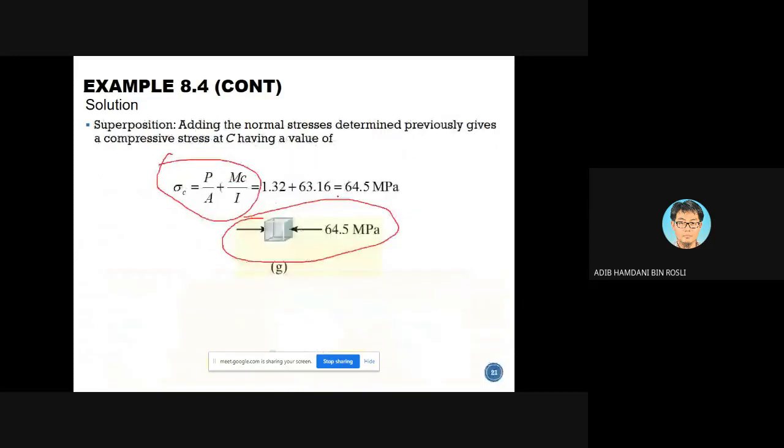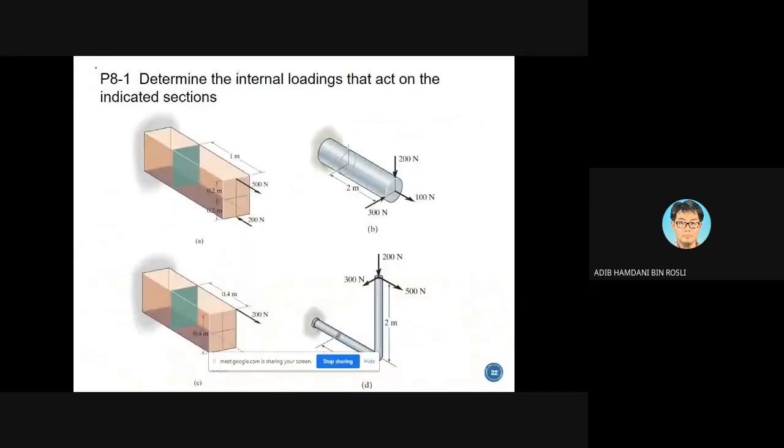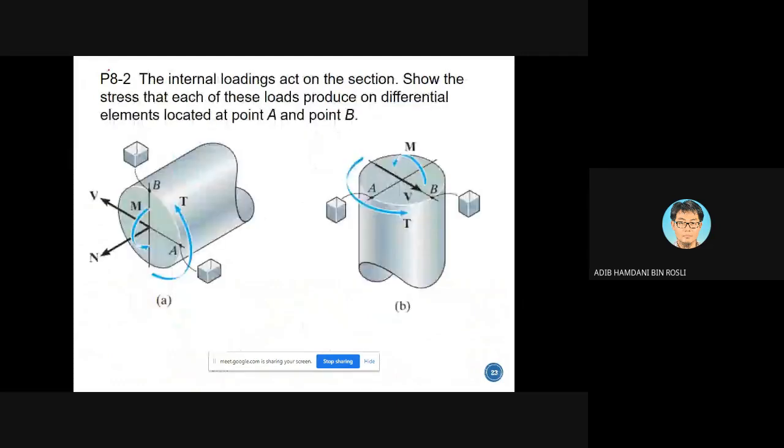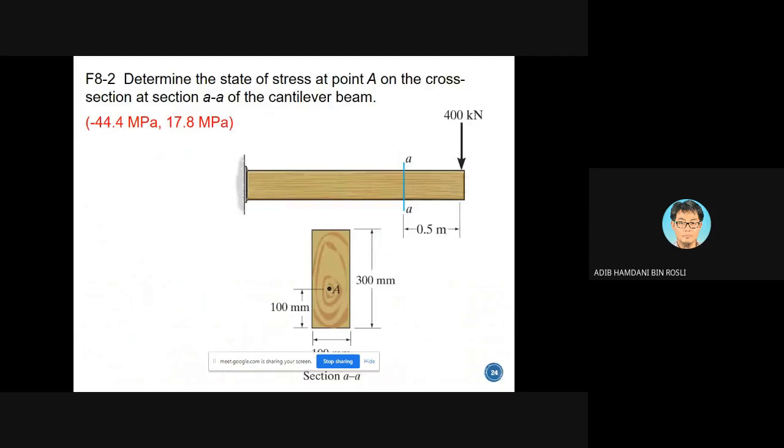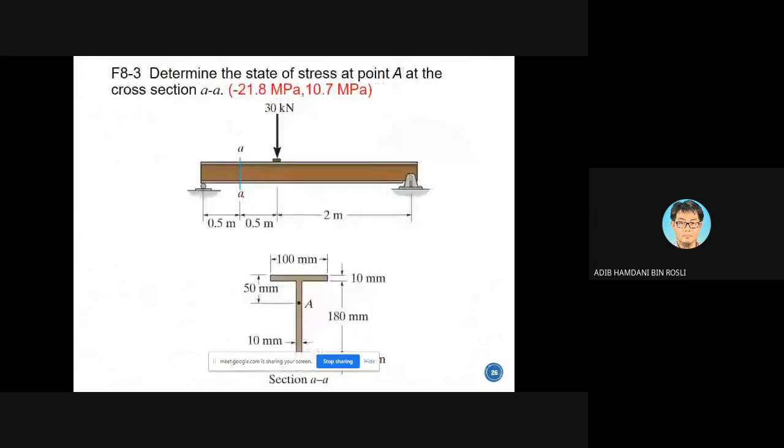Okay, and then for these problems, P81, P82, and F82, inshallah we'll cover this in the tutorial. Okay, that's all for chapter 8.